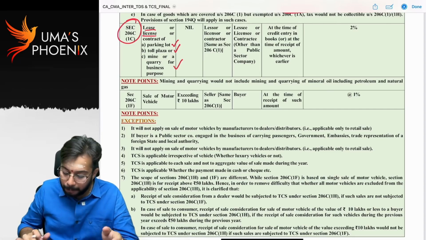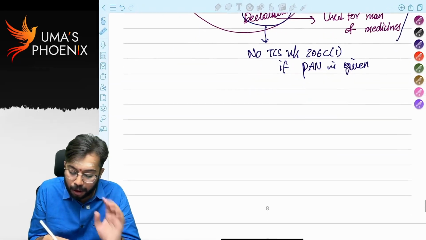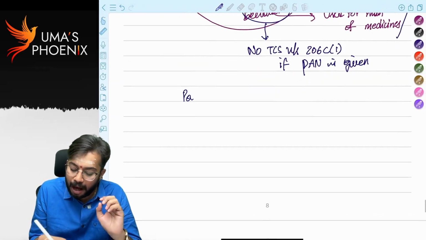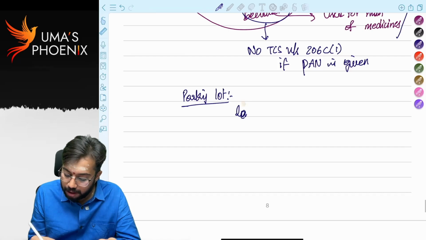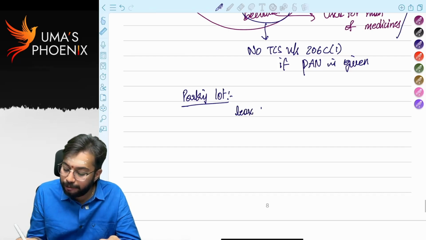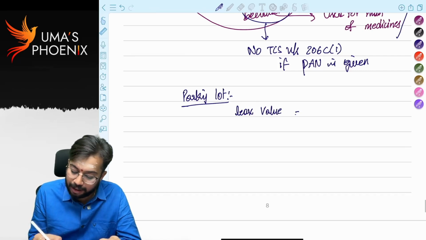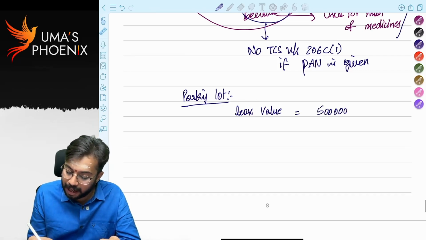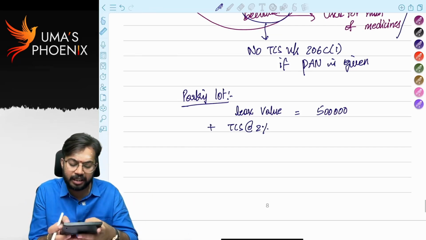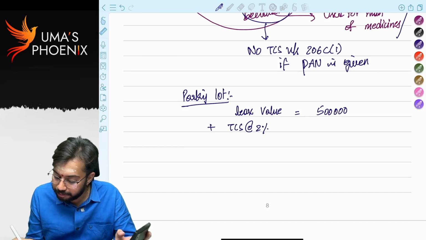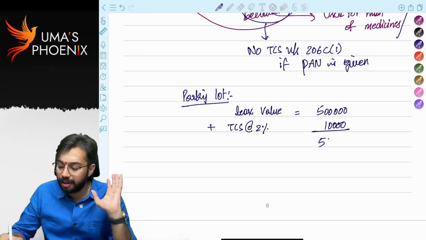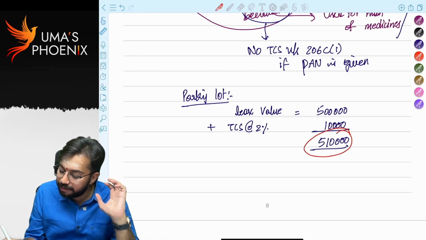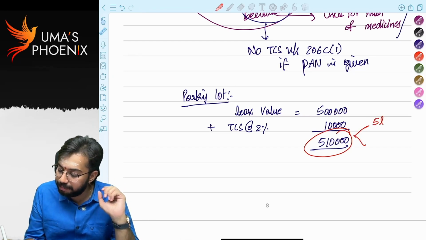So along with 5 lakh rupees, what is the lease value? I took the parking lot on lease in PVP Mall. For the parking lot, what is the lease value? Lease value is 5 lakhs. So every month I am required to pay 5 lakhs. Along with 5 lakhs, I am required to also pay TCS at the rate of 2%. 5 lakh into 2%, I think it's 10,000. Let's see. Yeah, 10,000. 5 lakh 10,000 I am required to pay to the PVP Mall owner. Are you able to understand? So out of 5 lakh 10,000, 5 lakhs will be recognized as income to him, lease income, and 10,000 will be considered as TCS payable to government.